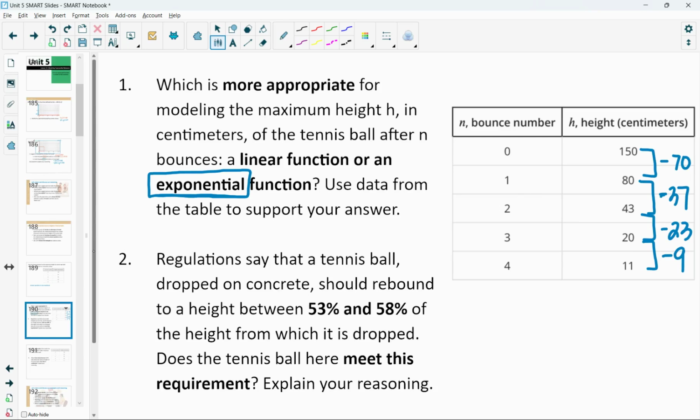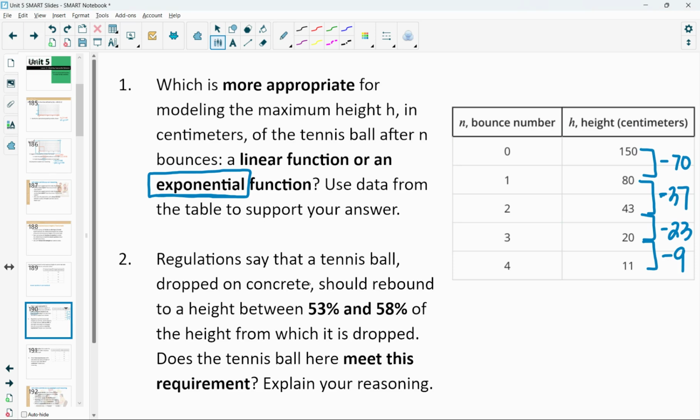Regulations say that a tennis ball dropped on concrete should rebound to a height of between 53 and 58% of the height from when it was dropped. Okay, does this tennis ball meet this requirement? Explain your reasoning.